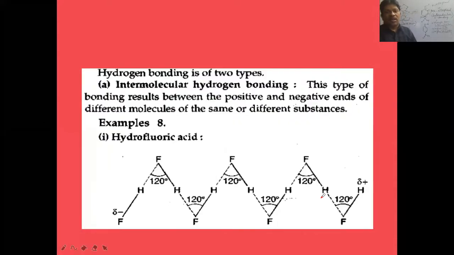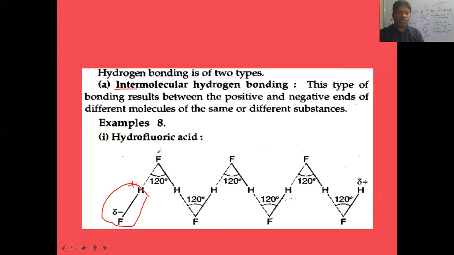Next, hydrogen bonding is of how many types? I told you two types. The first one is inter. Inter means between: intermolecular hydrogen bonding. In this case, take one HF molecule. In this HF molecule, fluorine is more electronegative, so minus charge. Hydrogen is less electronegative, so it has plus charge. The hydrogen gets partial positive charge, fluorine gets partial negative charge.